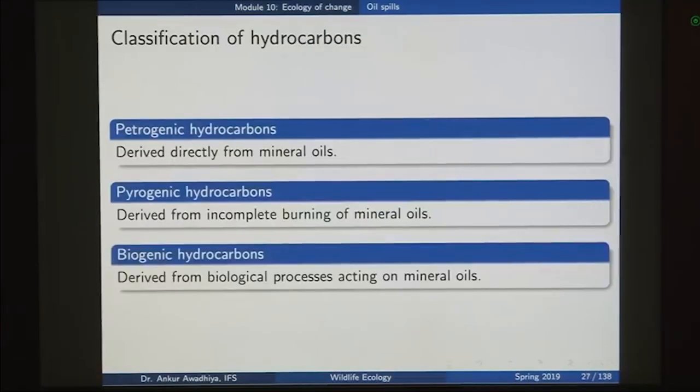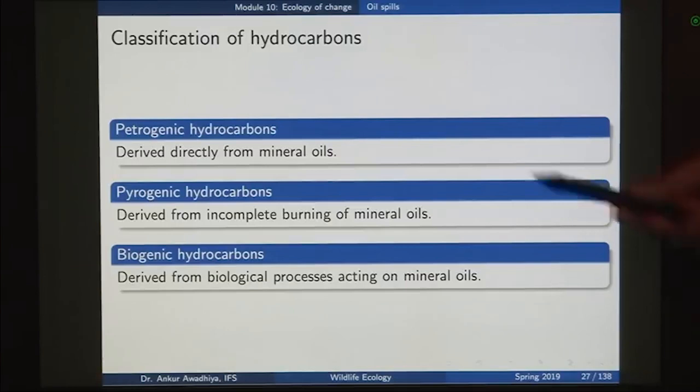Now, these hydrocarbons are also classified as petrogenic. Petrogenic: petro is rock, gen is formation. So, petrogenic is something that is formed from the rocks or the petroleum. These are derived directly from the mineral oils. The second one is pyrogenic. These are derived from incomplete burning of mineral oils.